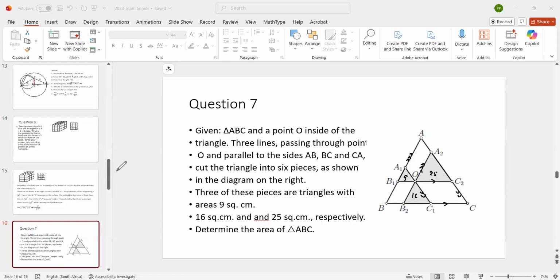Okay. Now, we just want to see, you see, these triangles are similar. If you take this one here and this one, they're similar. And when you have two triangles that are similar, then the ratio of their areas is the square of the ratio of the scale factor. Let me explain that.